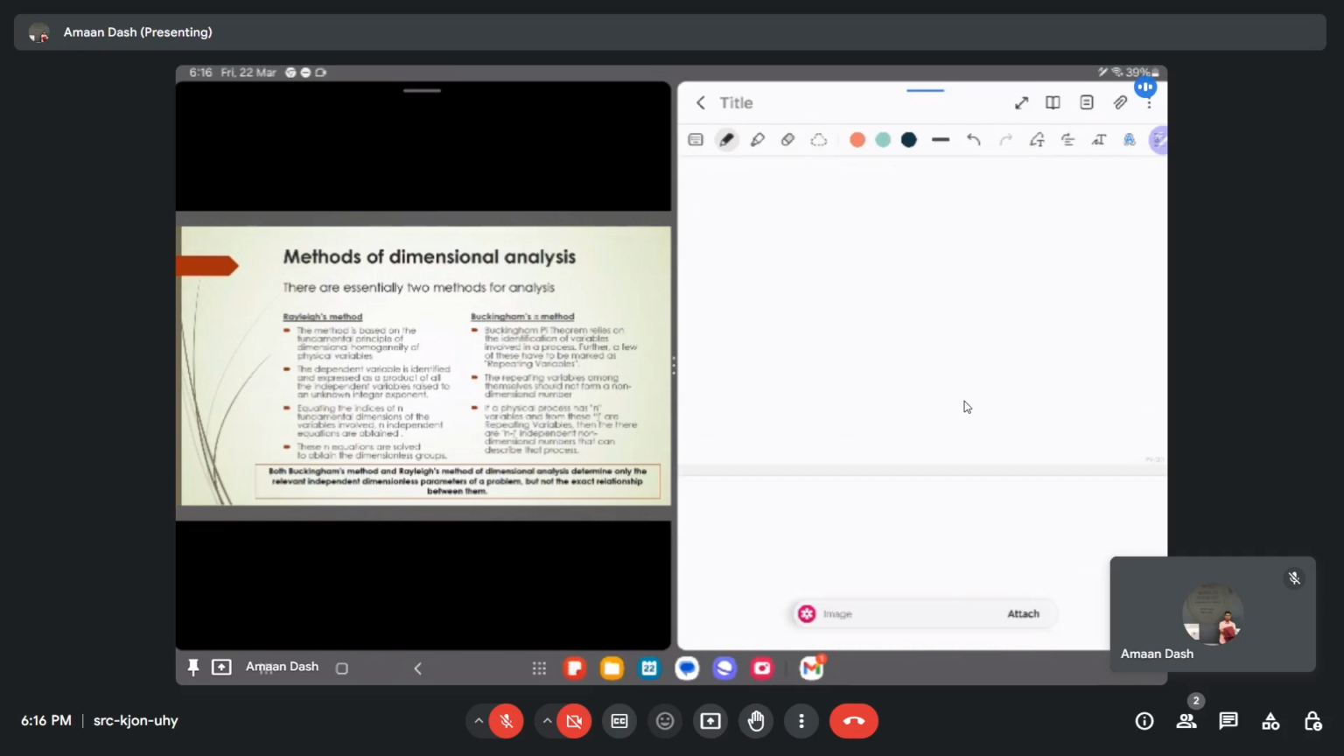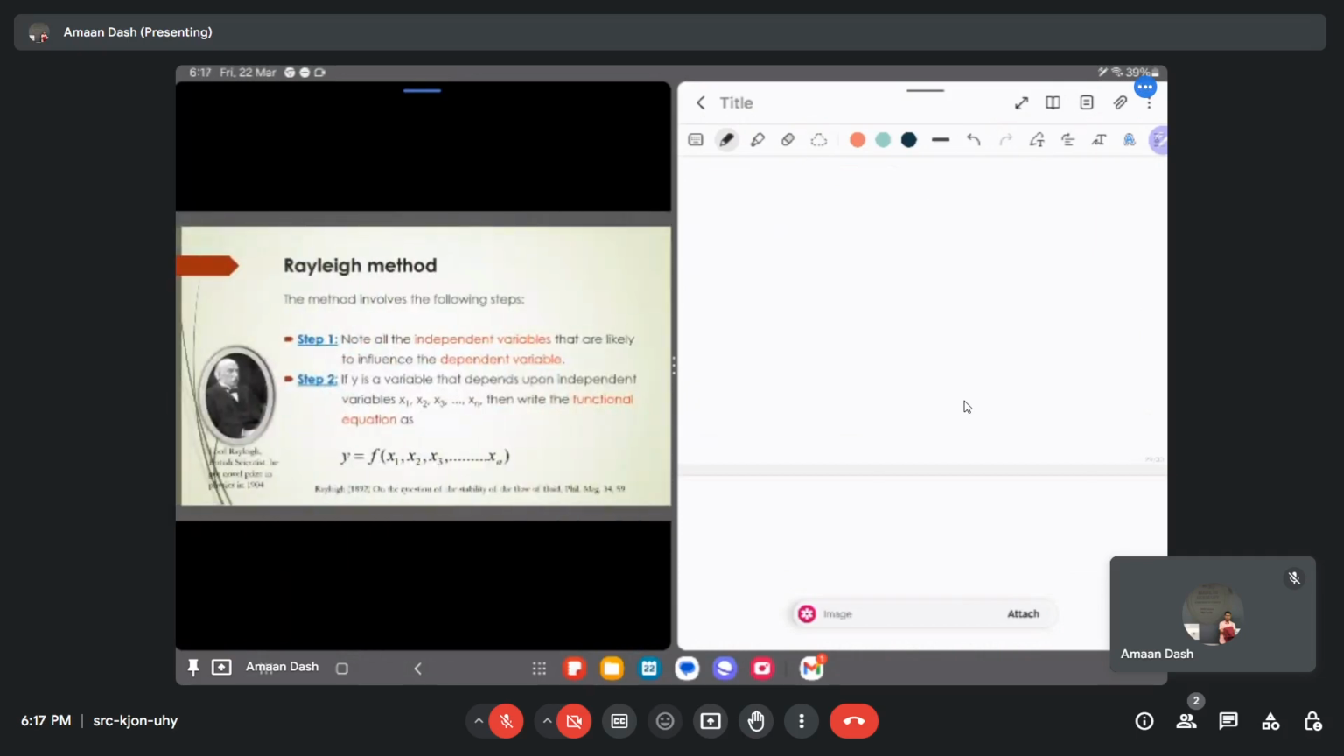One important thing you can see written below is that both Buckingham's method and Rayleigh's method of dimensional analysis determine only the relevant independent dimensionless parameters of a problem, but not the exact relationship. It will tell us that this dimensionless parameter will be dependent upon this parameter and another parameter, but not exactly up to what power, like to the power 3 by 4 or 4 by 5. We can't get the exact function, but it can tell us that this will be dependent upon these parameters. So that we can get from here.